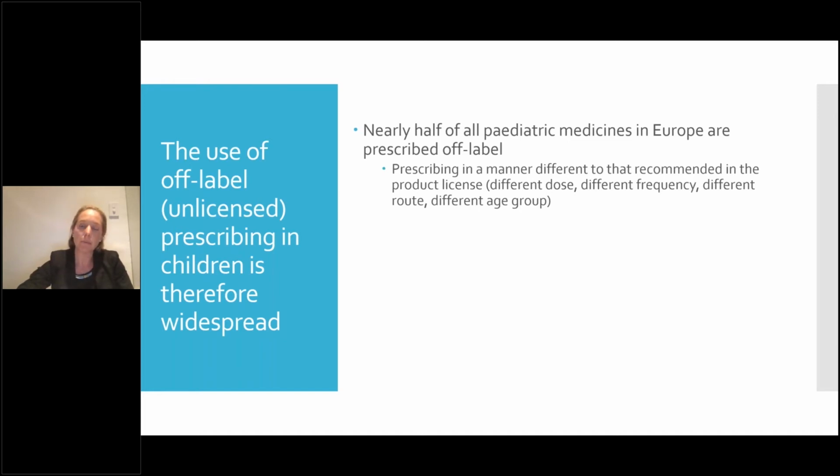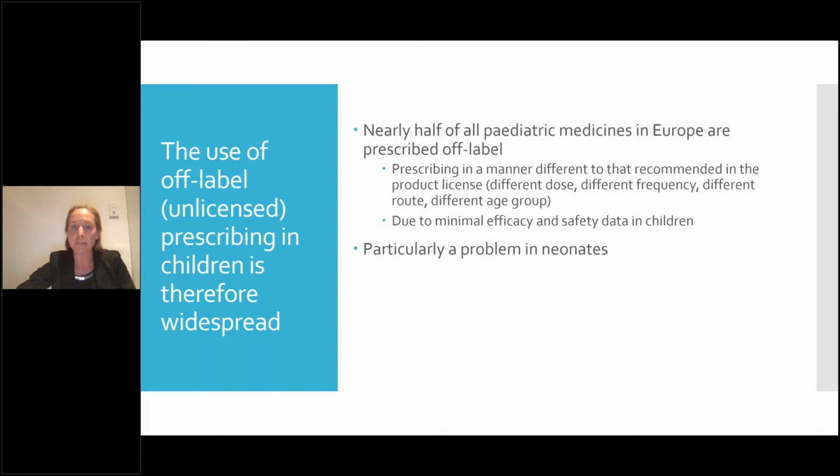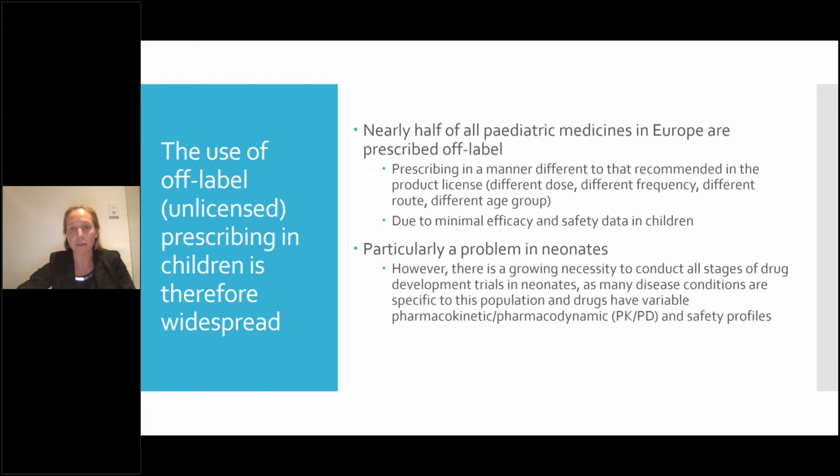So you might see people using different doses or a different frequency, twice daily, 3 times daily, 4 times daily to what's in the product license. People might be using the drug by a different route, so intramuscular versus intravenous or oral, or sometimes even rectally, and also using the agent in a different age group to what it's licensed for. And this is all because we know that it's just so difficult to get this safety and efficacy data in children, and it's particularly a problem to get this data for neonates.